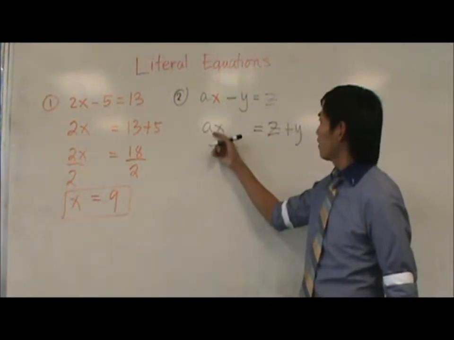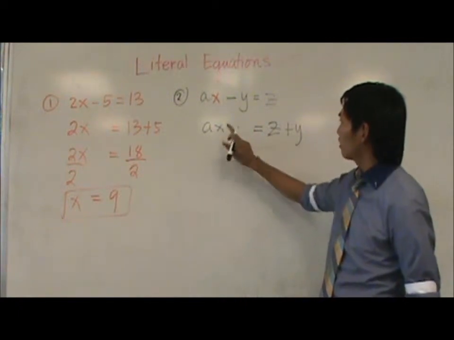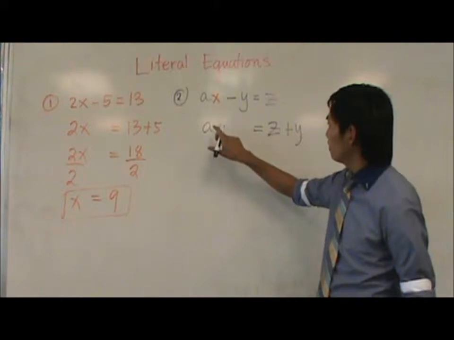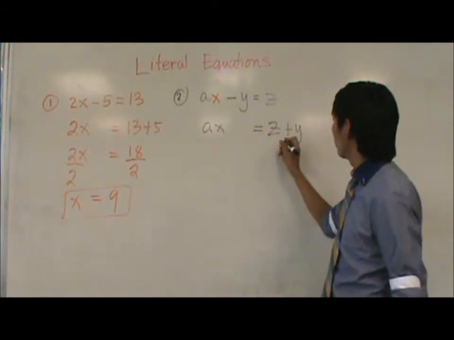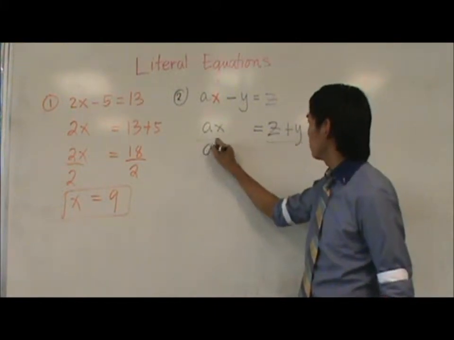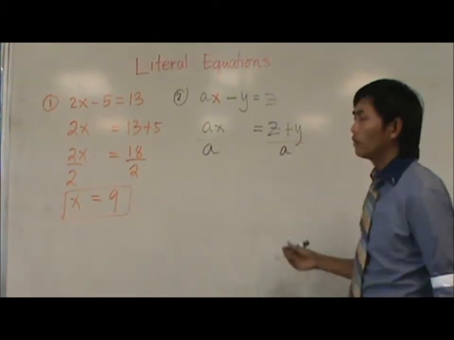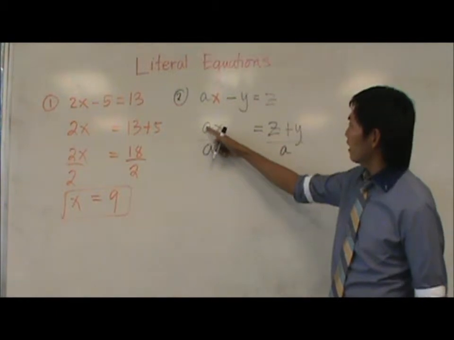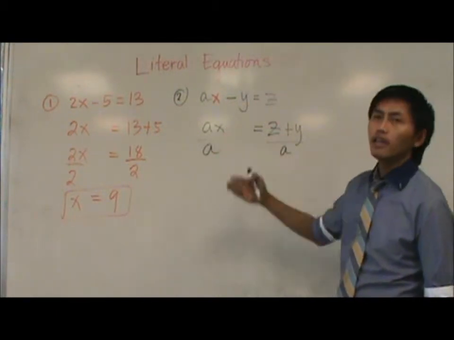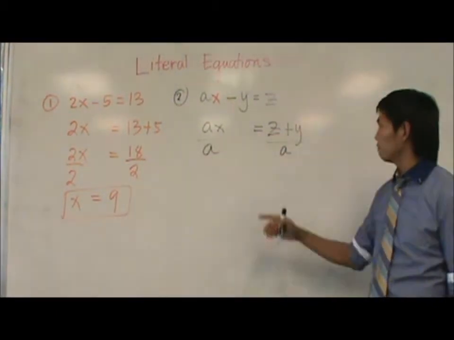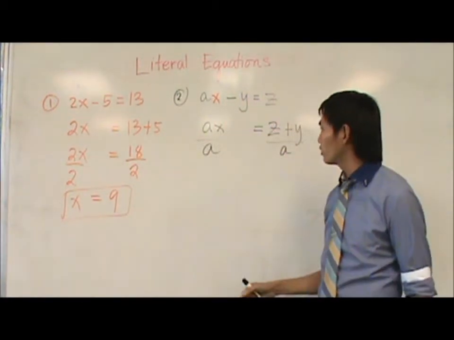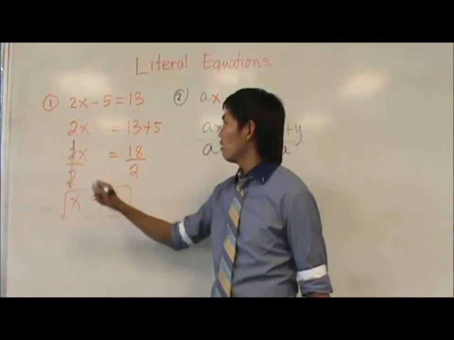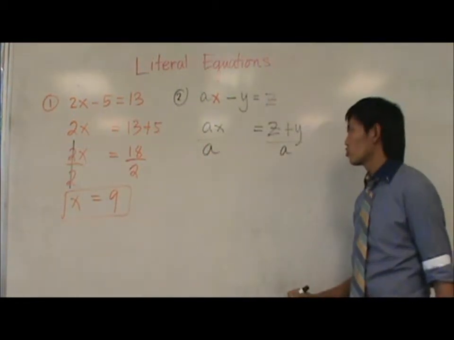And now you have ax. Once again, we're after the x. We don't need the a. So we need to get rid of a by dividing both sides by a. The reason we're dividing is that the operation between a and x is multiplication, and the inverse operation of multiplication is division. That's why we're dividing both sides by a. It's like what I did here by dividing both sides by 2.